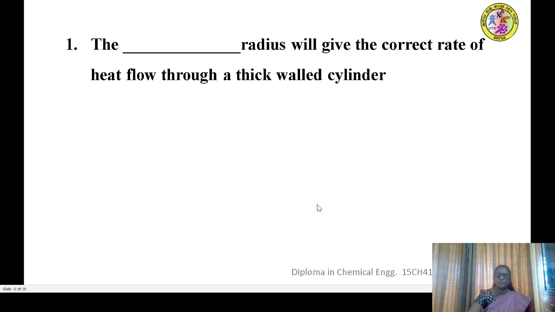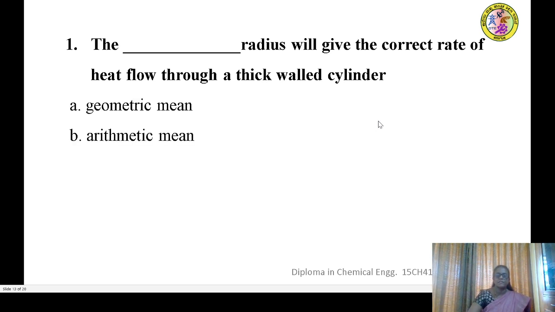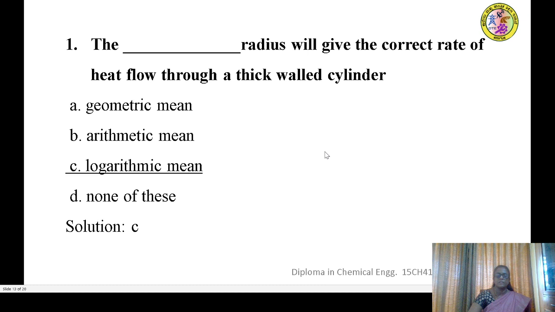Okay, so let us now go through multiple choice questions. The dash radius will give the correct rate of heat flow through thick walled cylinder. Is it geometrical mean radius? Is it arithmetic mean radius? Is it log mean radius? Is it none of these? Okay, just now we learned that in the equation to find out the rate of heat transfer through thick walled cylinder, we are supposed to use logarithmic mean radius. So option C is the right choice.